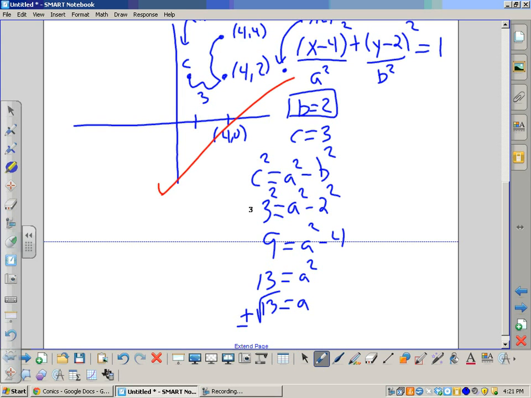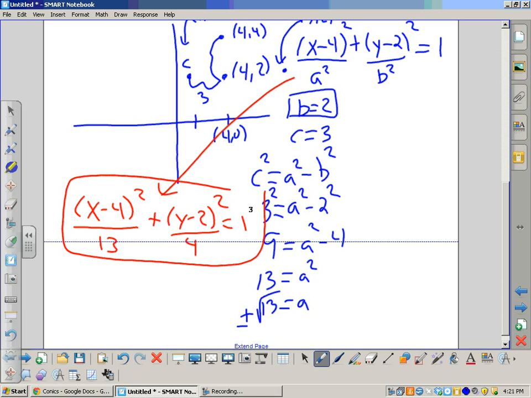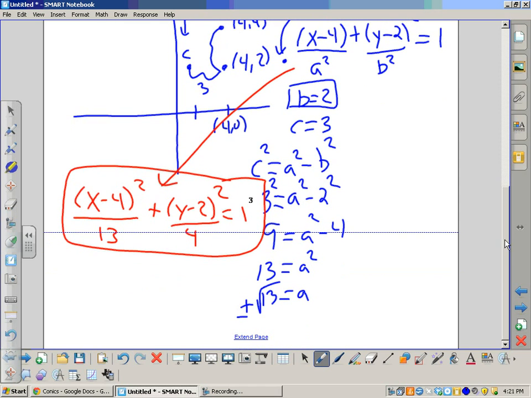So coming down here real quick, b was 2, so b squared is 4. This is the equation for an ellipse with center (4, 2), and let's write it down, it is horizontal. That's about it. We already knew the coordinates of the foci, and I think we're done.